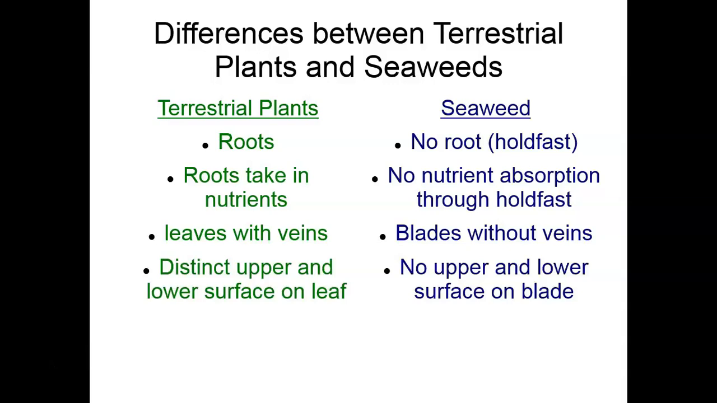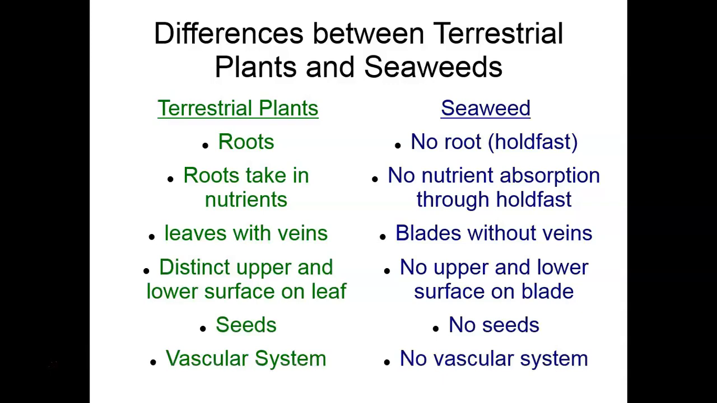Seaweeds don't have that. Basically, if you look at the top surface of the blade and the bottom surface of the blade, they're generally the same. Terrestrial plants, some produce seeds to reproduce. Seaweeds do not produce seeds.